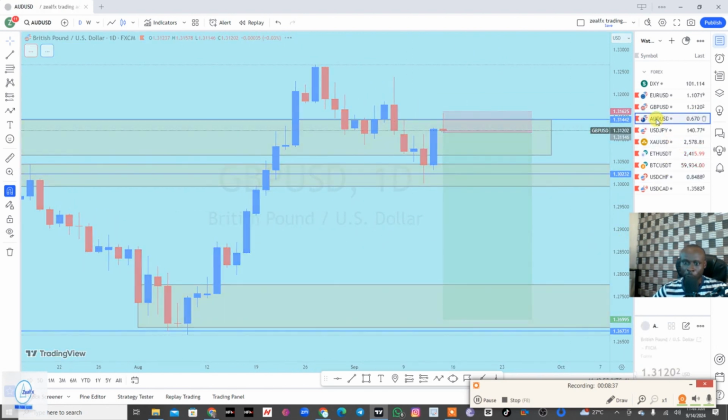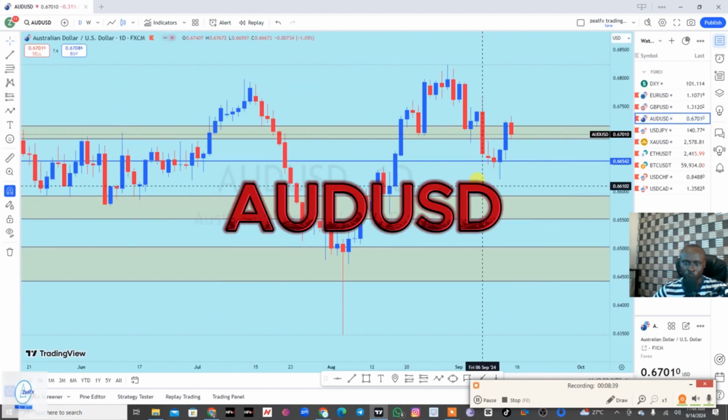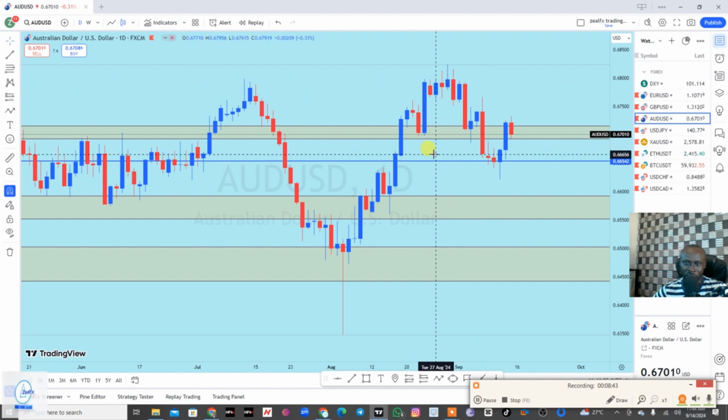So the next pair I'll be looking at now is the Australia USD. You can see that on the daily chart, we have a change in structure already on the Australia USD, which shows that we have a higher high, a lower high, and a lower high. We have this change in structure at this level. This is the area of change in structure.